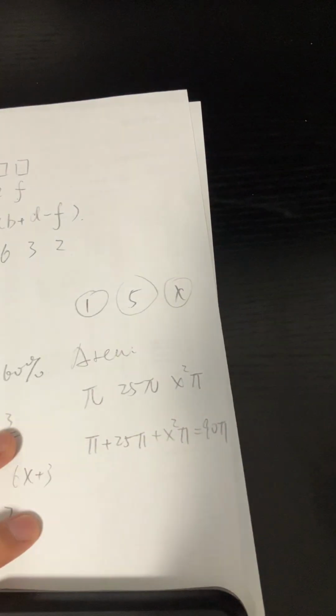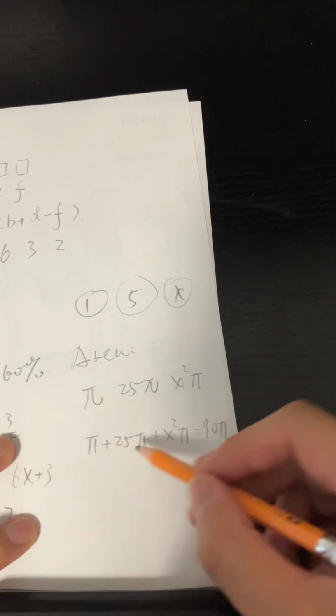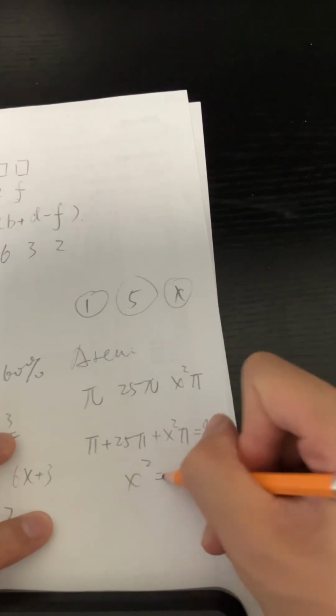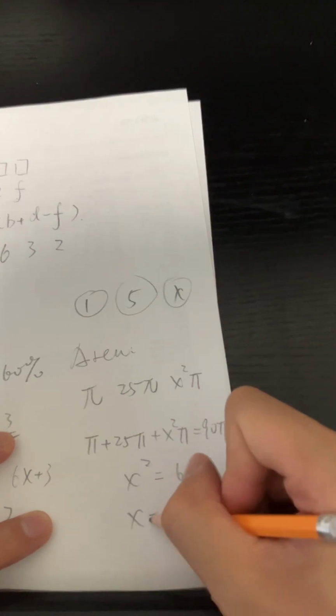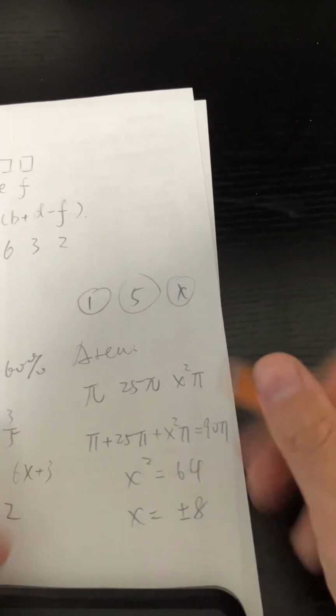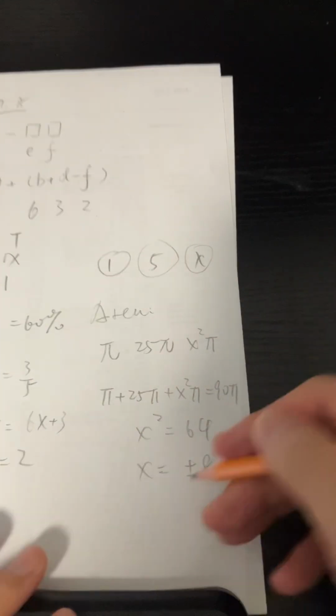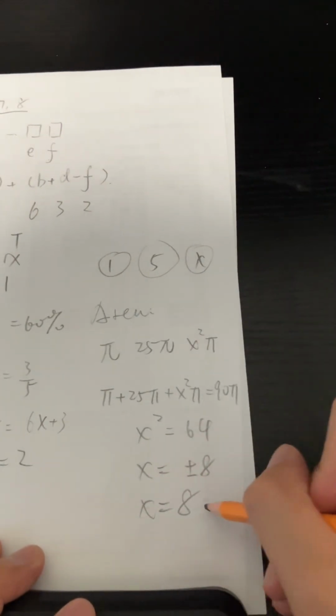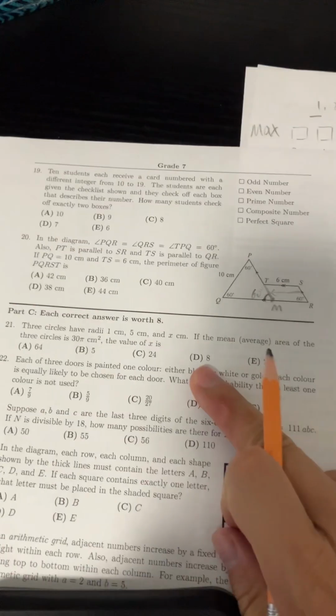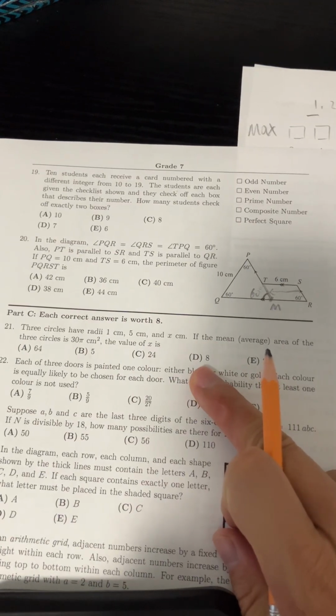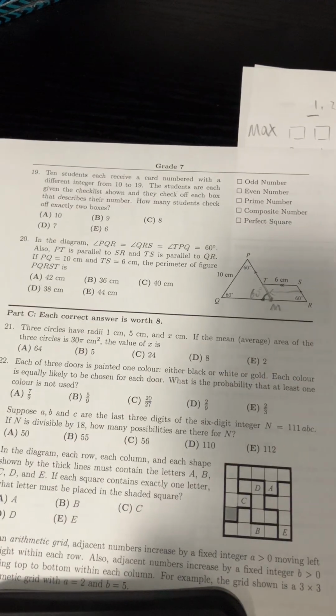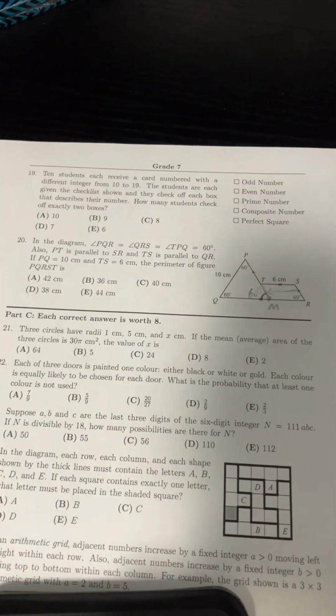So the translation is done. Let's do the equation. So it's 26, so x squared is 64. x is positive or negative 8. However, negative doesn't make any sense here. So finally, x is 8 centimeters. Right here, the answer is D. A value of x is 8 centimeters. The problem is just done. It's just translation, solving an equation, nothing special.